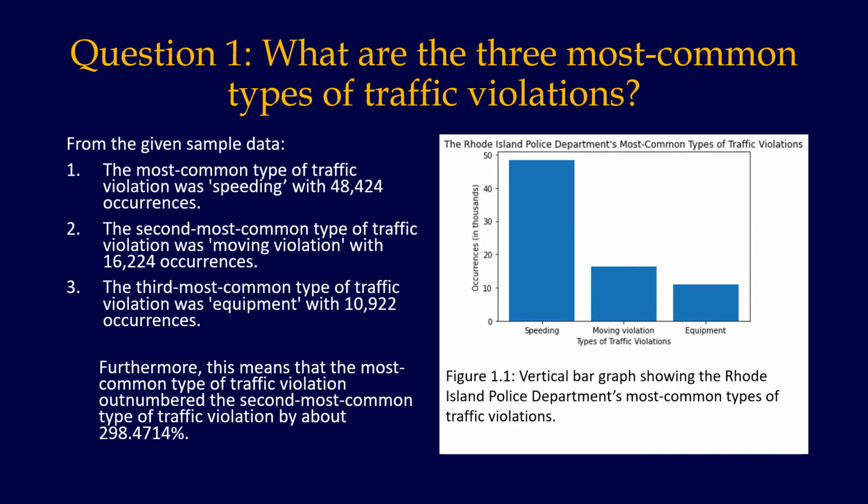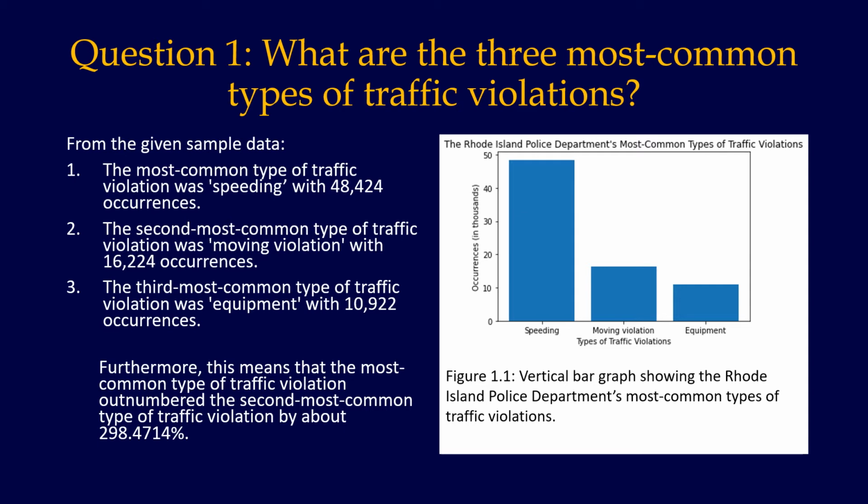This has been done. In this slide, we are presented the solution to our problem, both in paragraph form and in vertical bar graph form. From the given sample data, it was found that the most common type of traffic violation was speeding, with 48,424 occurrences. The second most common type of traffic violation was moving violation, with 16,224 occurrences. And the third most common type of traffic violation was equipment, with 10,922 occurrences.